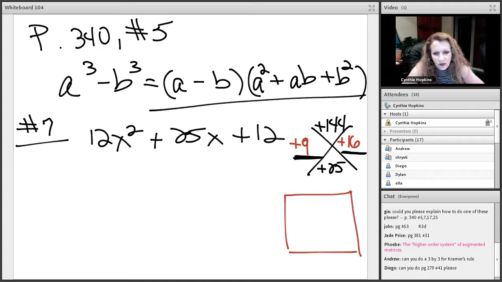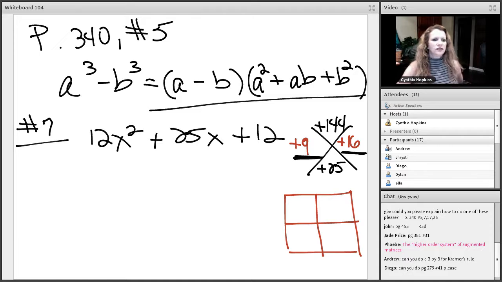This is my first year doing factoring this way. I know if you have other teachers, they will split the middle term like the book implied, and there's nothing wrong with that. I've taught that for many, many years, like decades. But I just find that students make some mistakes when they do it that way, and this is pretty easy. All right, so here's how you do this.